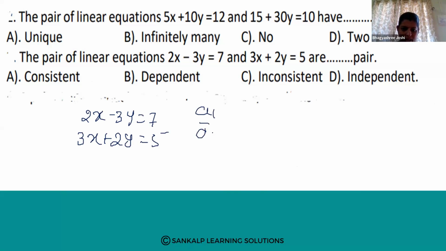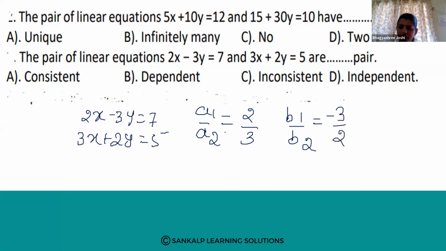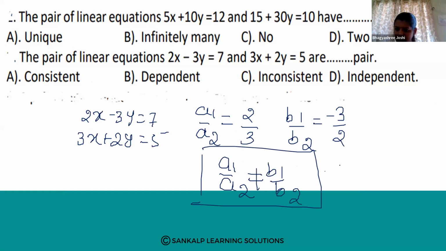So here also compare the ratios A1 divided by A2. A1 value is 2 here and A2 value is 3. B1 divided by B2 value is minus 3 divided by 2. So observe carefully, my dear students, whether they are equal. No, A1 divided by A2 is not equal to B1 divided by B2. So when you have such type of conditions, the lines are intersecting each other, or intersecting at a particular point, then you will have unique solutions. Which type of solutions? Unique solutions.